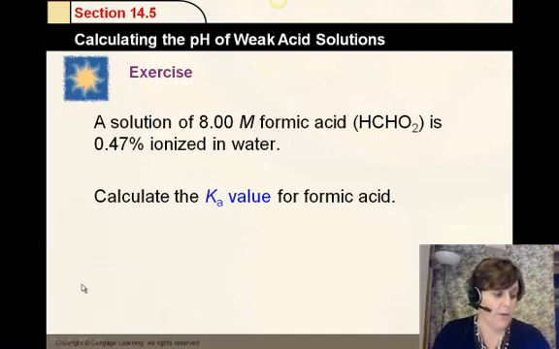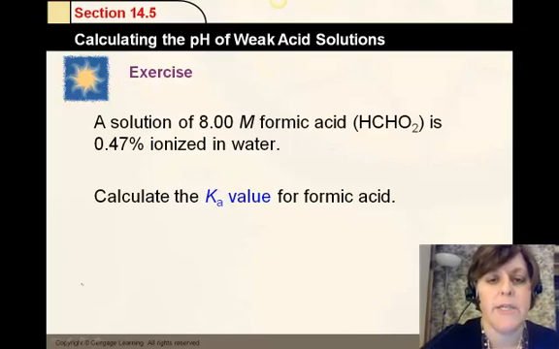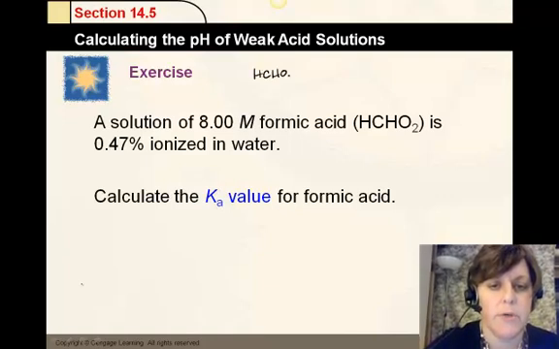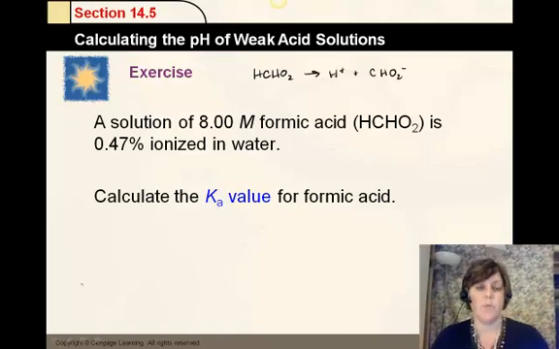Alright, now we know the Ka value is going to be products over reactant. So if we write the equation out, HCHO2, and when it breaks apart it's going to form hydrogen and CHO2 negative. Now I could have added that to water and gotten hydronium ion, but I decided not to, and it's because water isn't part of the equilibrium expression anyway. So eventually I'm going to have to do products over reactants.